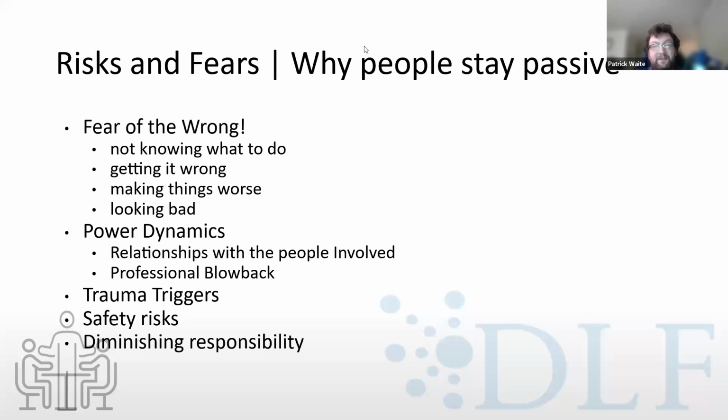And then safety risks. We have to maintain our own safety and maintain the safety of other people. And in some situations, we need to be extra creative in handling and mitigating aggressive threats of physical violence.